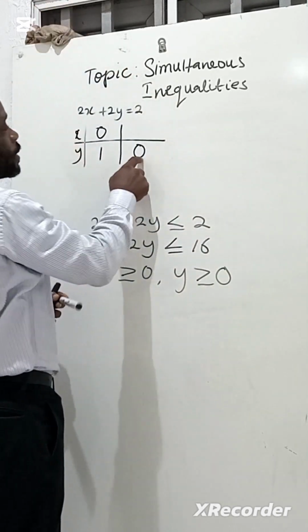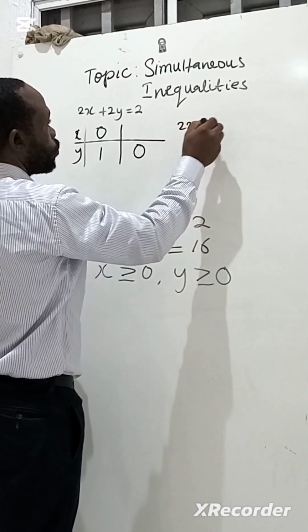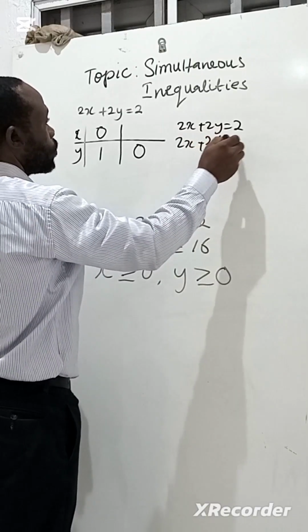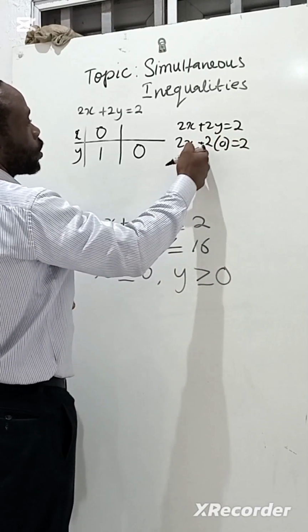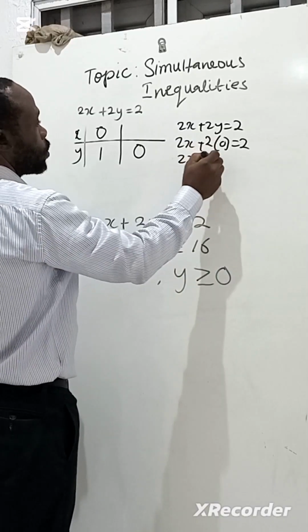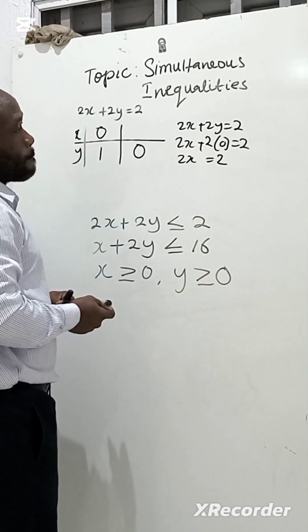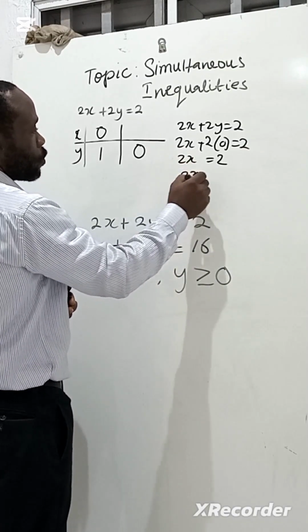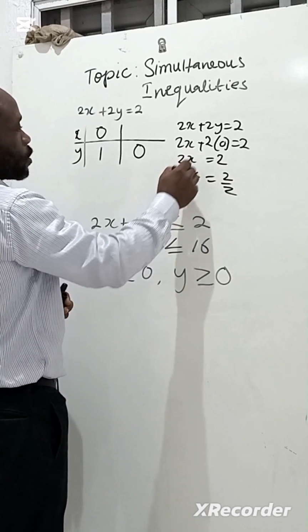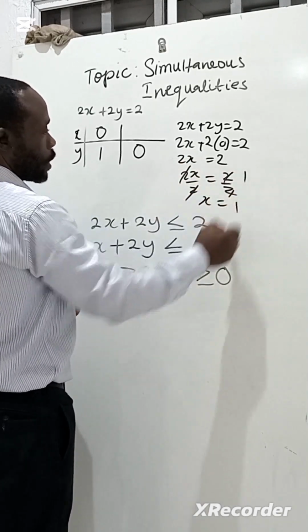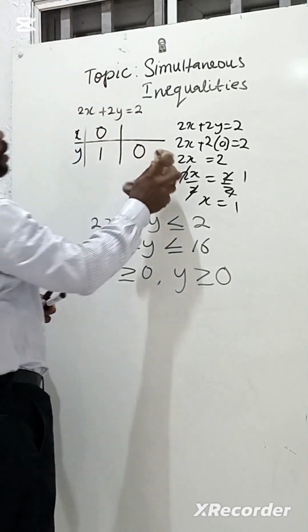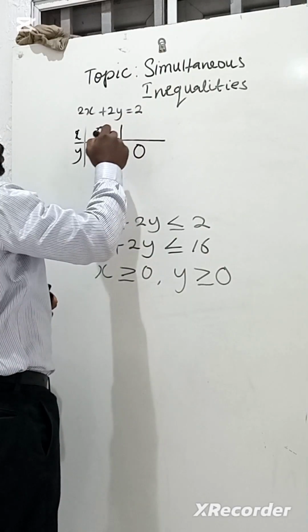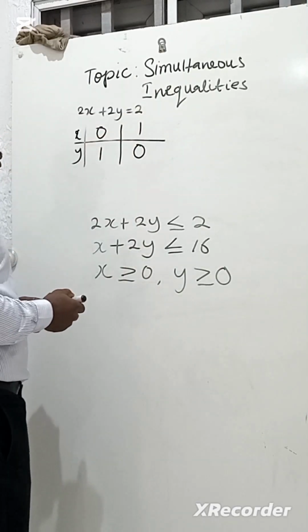When the value of y is 0, 2x plus 2y is equal to 2 is the same thing as 2x plus 2 multiplied by 0 is equal to 2. 2 multiplied by 0 is 0. So this becomes 2x is equal to 2. Now to get the value of x, I'll divide both sides of the equation by 2. So this becomes 2x over 2 is equal to 2 over 2. And this becomes x is equal to 1. So when the value of y is equal to 0, the value of x is equal to 1.